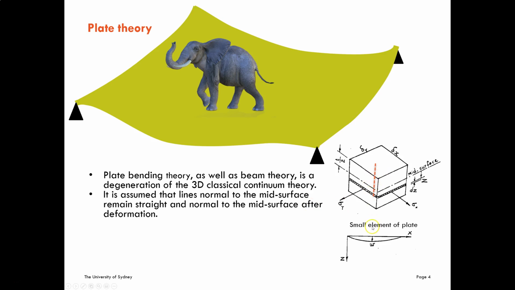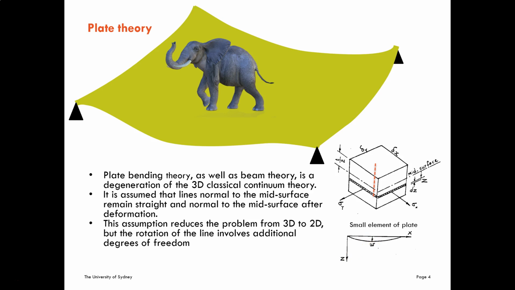And the deformation is given by deflections in this direction z. This deflection is called w. So these assumptions allow us to reduce the problem from a 3D problem to a 2-dimensional problem. But the rotation of this line will introduce additional degrees of freedom. These are the bending rotations, how this line at every point of the surface is going to rotate.